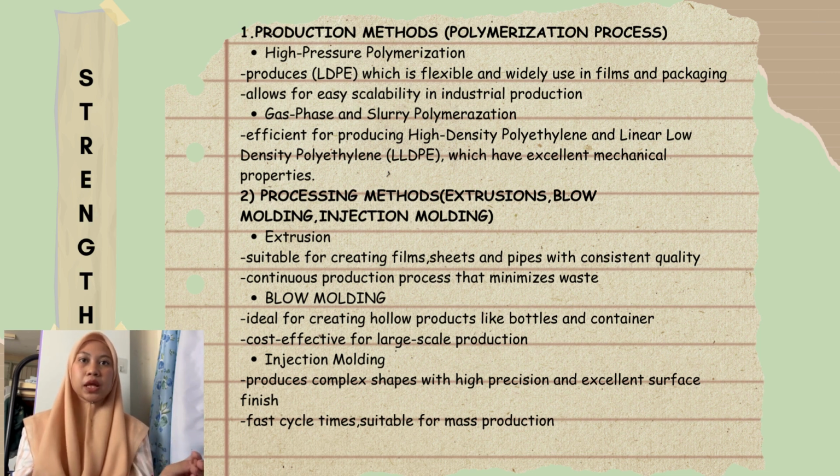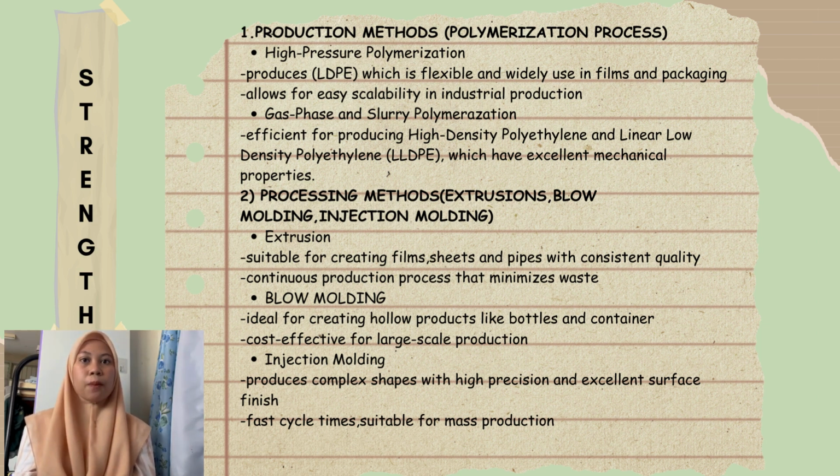Second, processing method: extrusion, blow molding, and injection molding. Extrusion is suitable for creating film, sheet, and pipe with consistent quality, and it is a continuous production process that minimizes waste. Blow molding is ideal for creating hollow products like bottles and containers, and it is cost effective for large scale production.